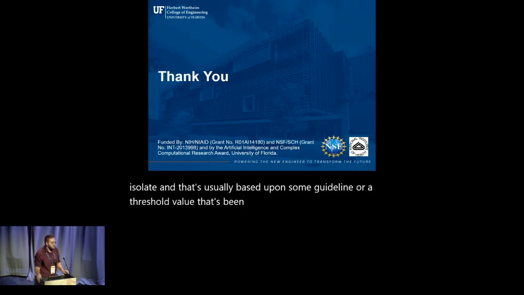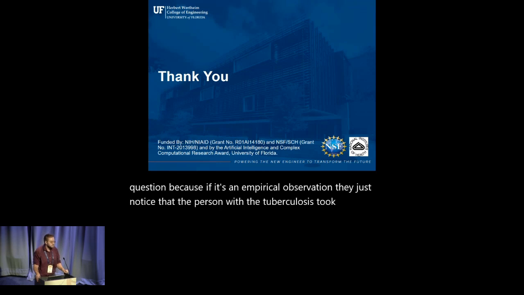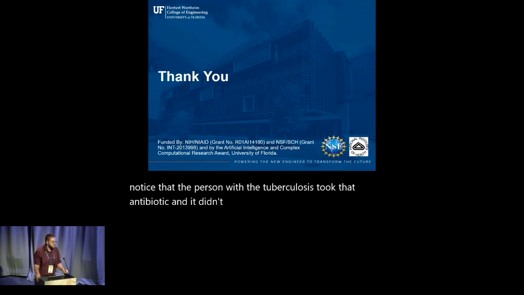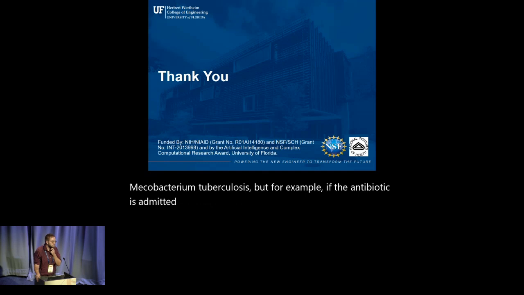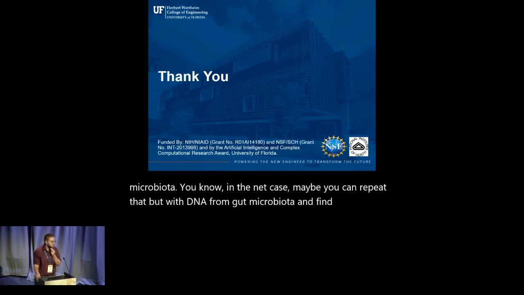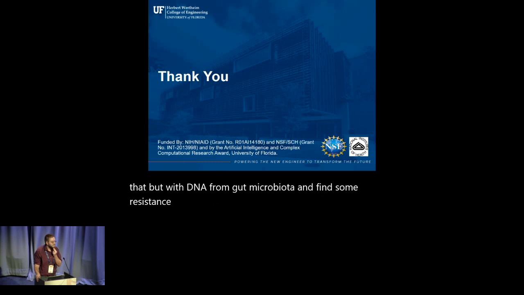I asked this question because if it's an empiric observation, they just notice that the person with tuberculosis took that antibiotic and it didn't help. The resistance could have been not in Mycobacterium tuberculosis but, for example, if the antibiotic is administered orally, in the gut microbiota. In that case, maybe you can repeat that with DNA from gut microbiota and find some resistance. Okay, I will ask you more questions in the break. Thank you.